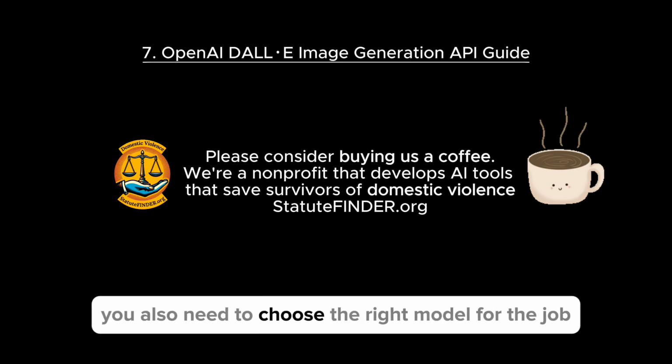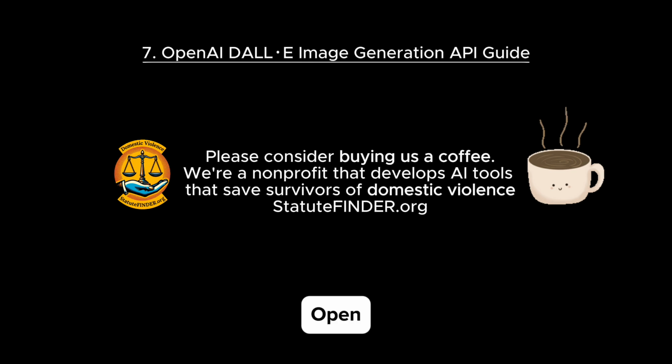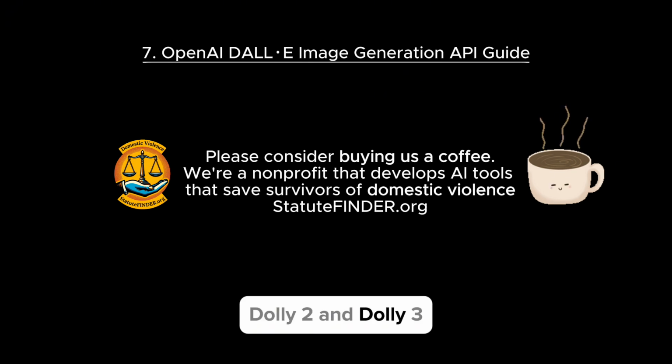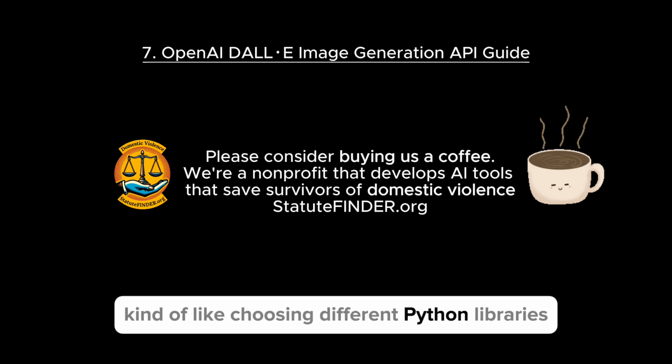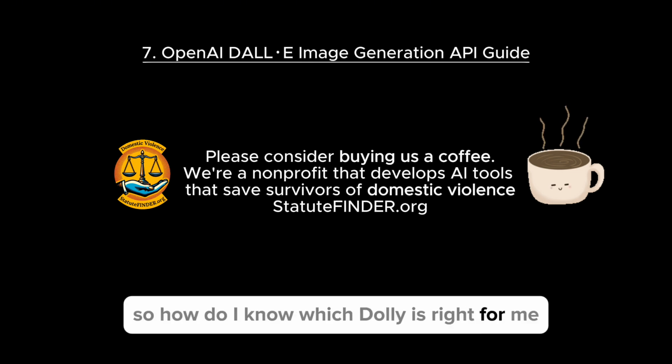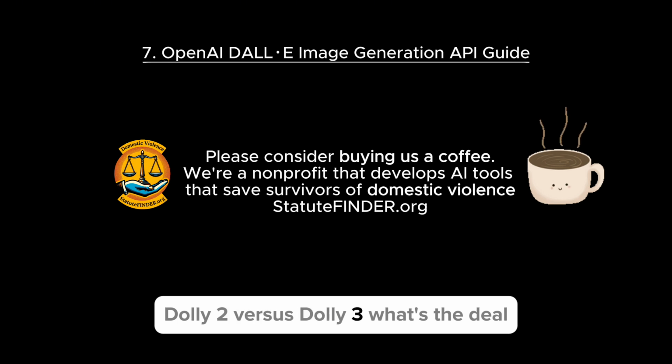Right. You also need to choose the right model for the job. OpenAI has a couple of main models for image generation: DALL-E 2 and DALL-E 3. Kind of like choosing different Python libraries. Each one's got its own strengths. So how do I know which DALL-E is right for me? DALL-E 2 versus DALL-E 3?